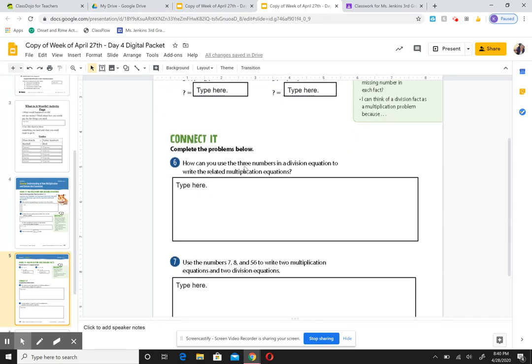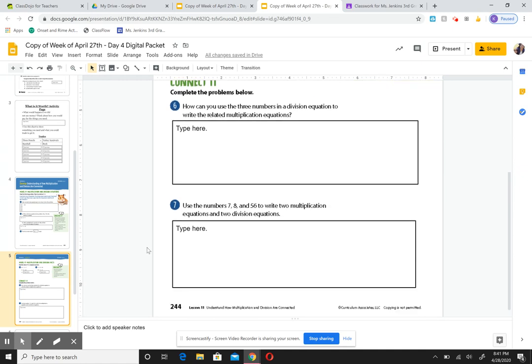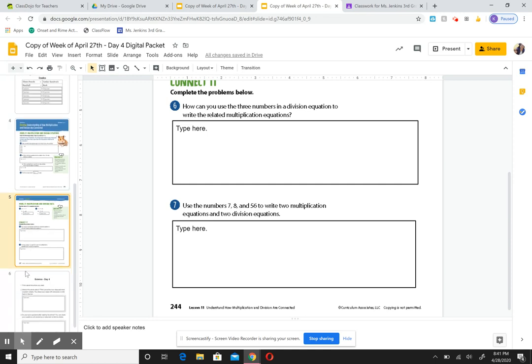How can you use the 3 numbers in a division equation to write the related multiplication equations? Well, remember, they're a fact family. So just show me how you can take a division problem and turn it into 2 multiplication problems. Same thing down here, but they actually give you some numbers to use.